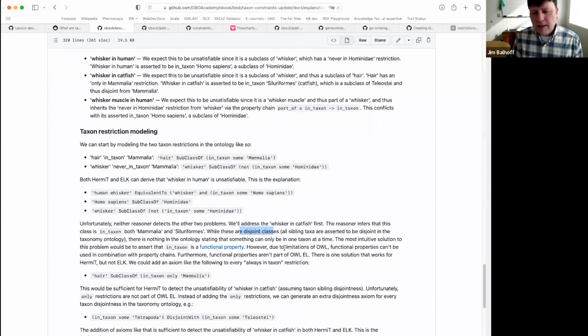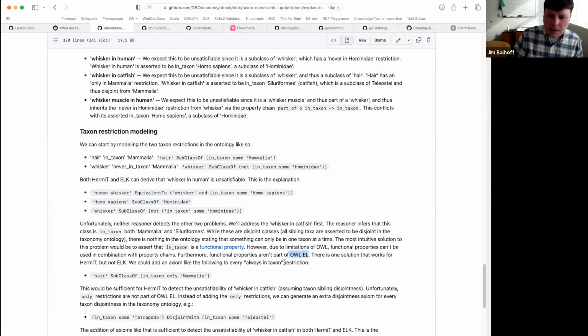And so the first way that someone would think to make it only possible to be in one thing at a time would be to make in taxon a functional property, which means you can only have one value, one object for that. But we can't do that for two reasons. Since we want to have all these property chains for in taxon, OWL doesn't let us combine those features together, just this really esoteric limitation. And so that prohibits us from making it a functional property. But anyway, functional properties aren't part of OWL EL, so it wouldn't work with ELK anyway.